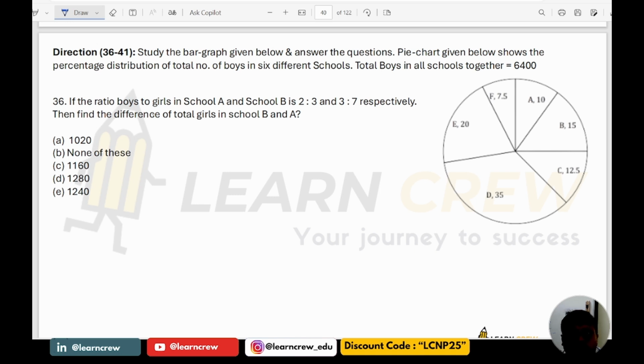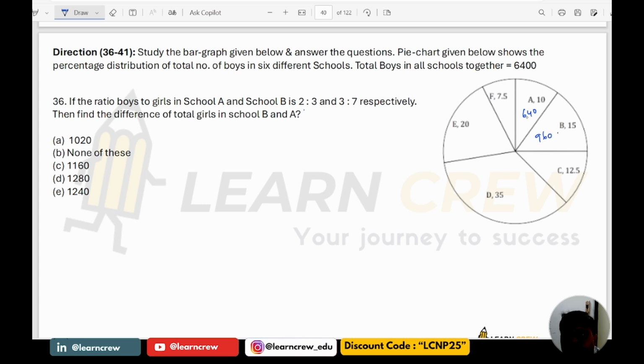If the ratio of boys to girls in school A and school B is 2:3 and 3:7 respectively, then find the difference of the total number of girls in school B and school A. So if you see here, 100% is 6,400. So 10% would be 640. 15% would be 960.